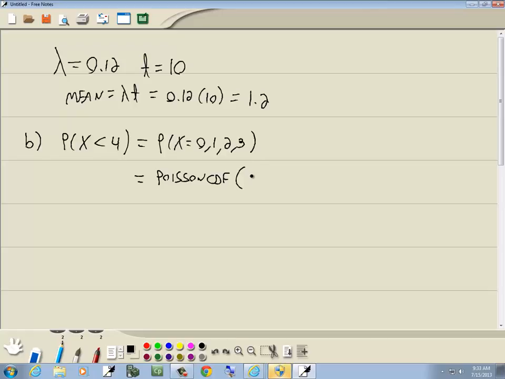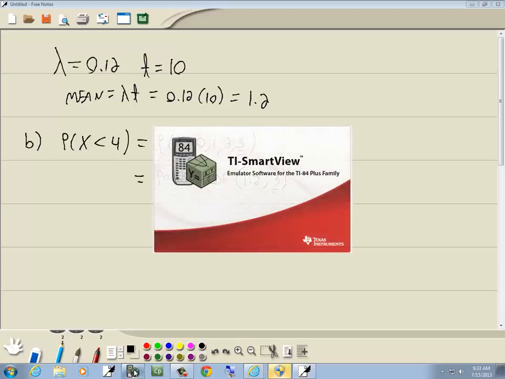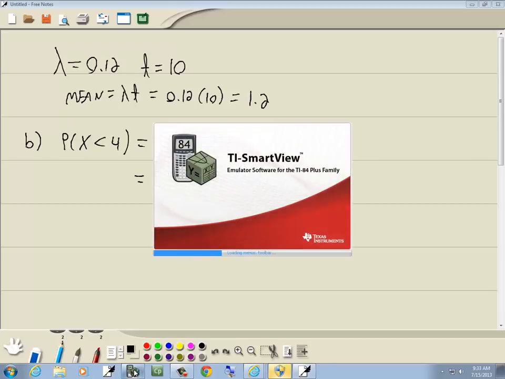So I use Poisson CDF, and then we have our parameters. I try to remember the order, mean first, I believe. So 1.2, comma, and then our x value, which is the ending value when you're going from 0 up to a number. So I'll put 3 in here. Let's put that in, just to make sure I have the appropriate order on the parameters.